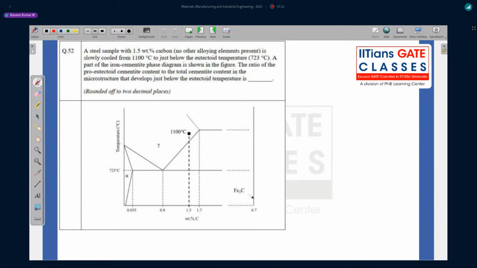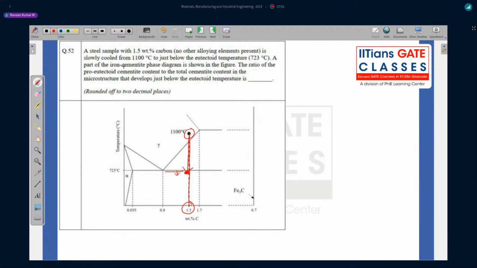So what is this? This is an iron carbon diagram, obviously. What they're saying here is a steel sample with 1.5 weight percentage carbon. At this point, this sample is there. There is no other alloying element. It is slowly cooled from here to just below the eutectoid, so just below this line.